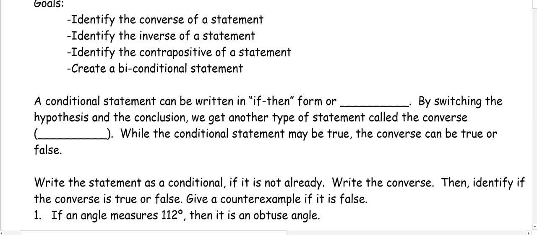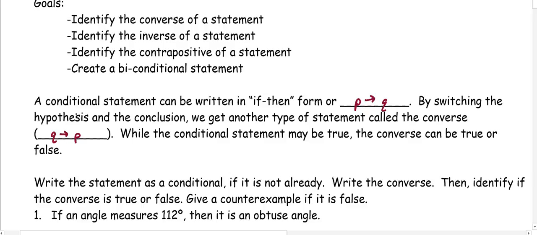This video is about identifying the converse of a statement, identifying the inverse of a statement, identifying the contrapositive of a statement, and creating a biconditional statement. So, as we recall from yesterday, a conditional statement can be written in the form if then or P to Q. By switching the hypothesis and conclusion, we get another type of statement called the converse. So now we're going to go Q to P. While the conditional statement might be true, the converse can be true or false depending on the statement.